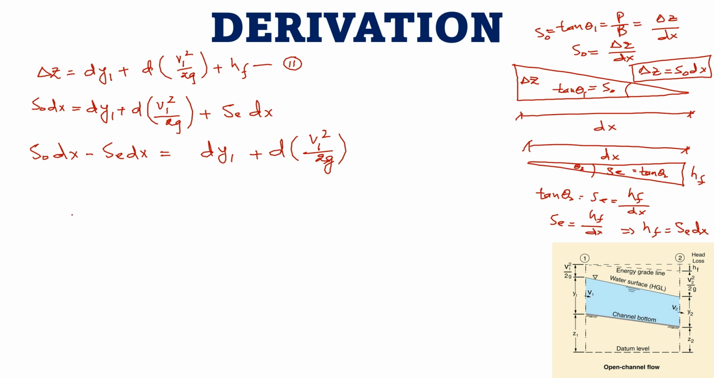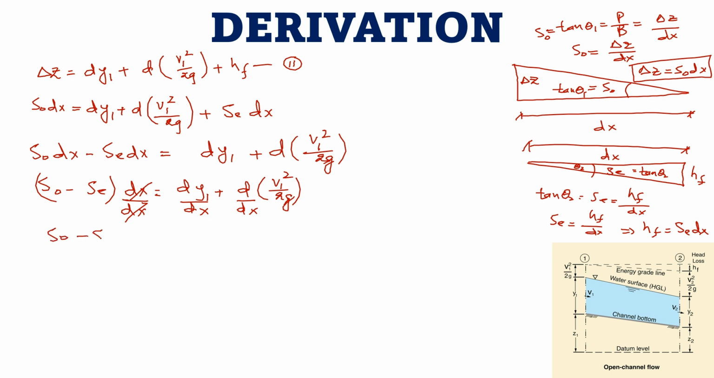Just take common dx from here. It will become S naught minus SE when dx is taken as common, equals dy1 plus differential of v1 square over 2g. Now we can divide by dx on both sides to simplify the left hand side. So this is S naught minus SE is equal to dy1 by dx plus d by dx into v1 square over 2g.